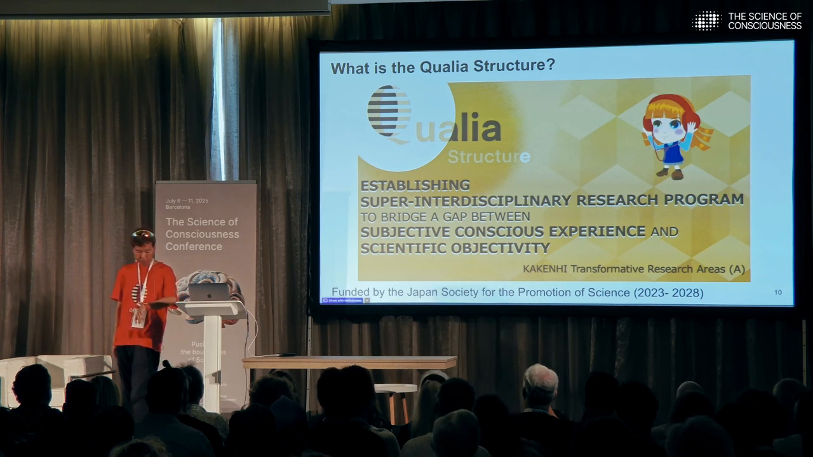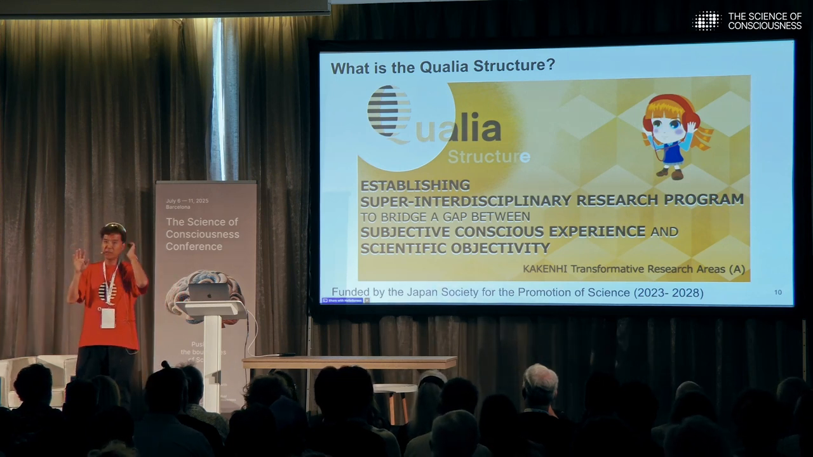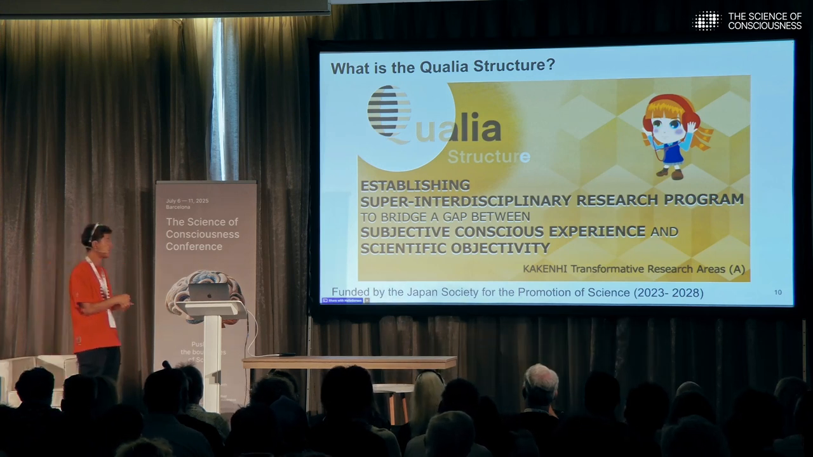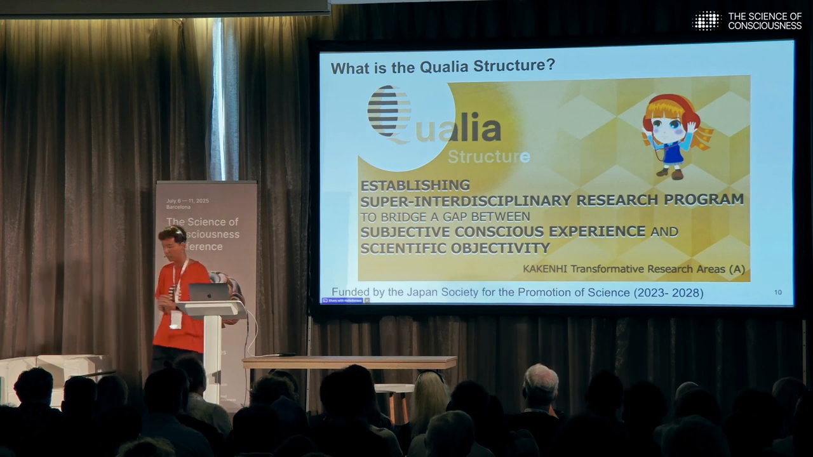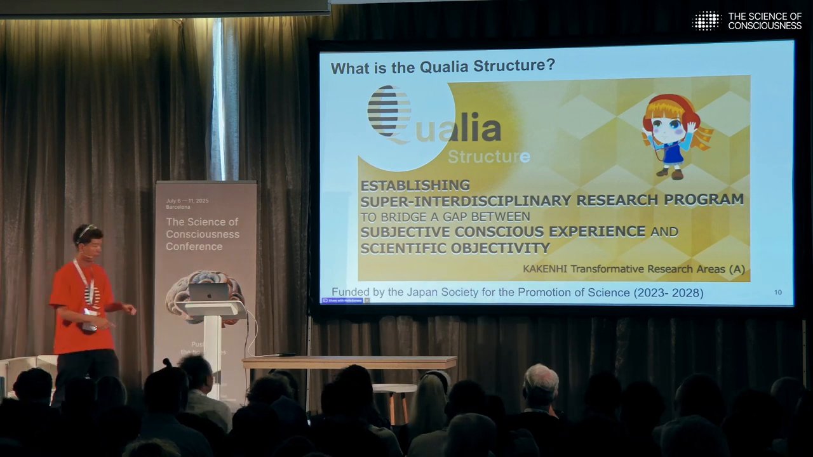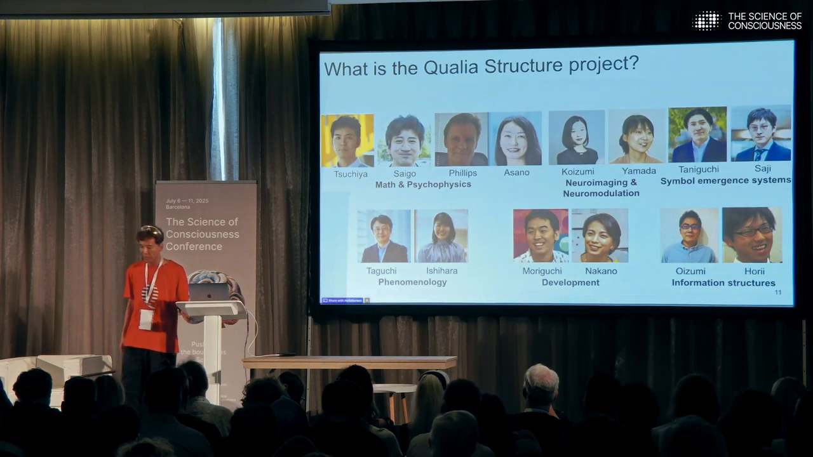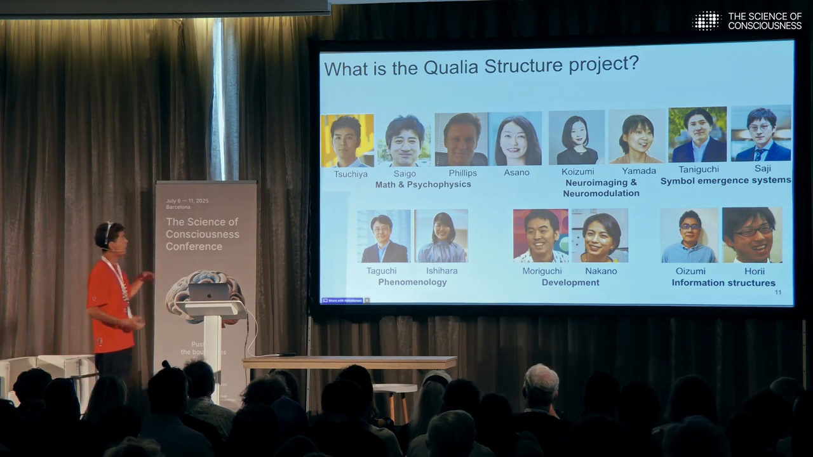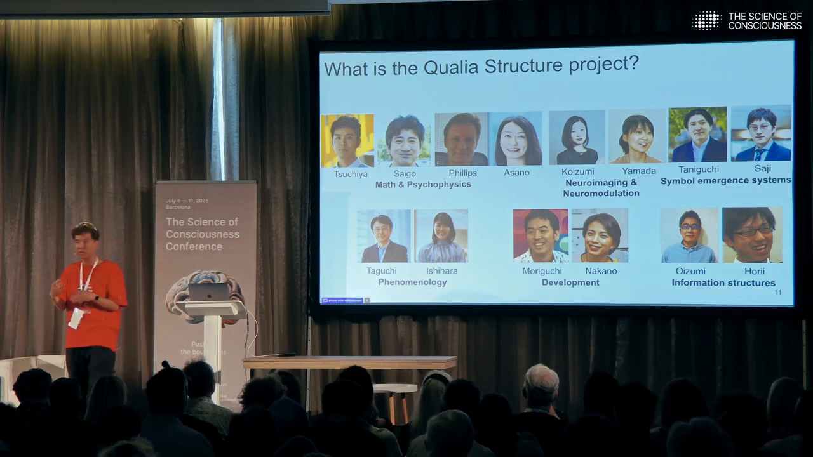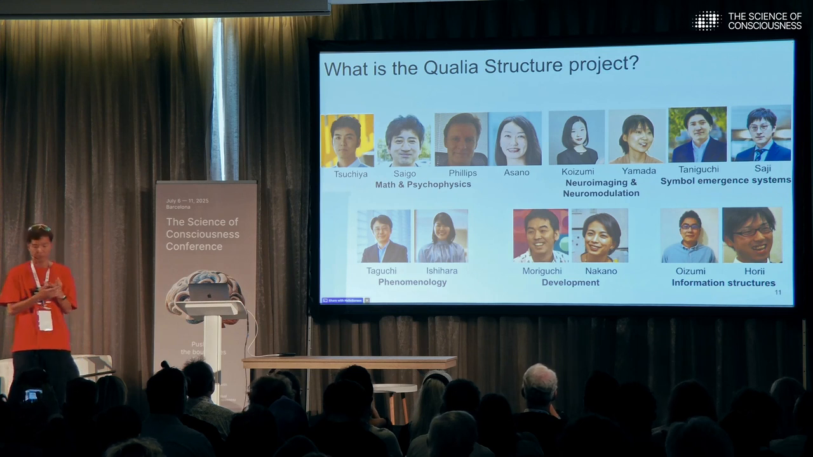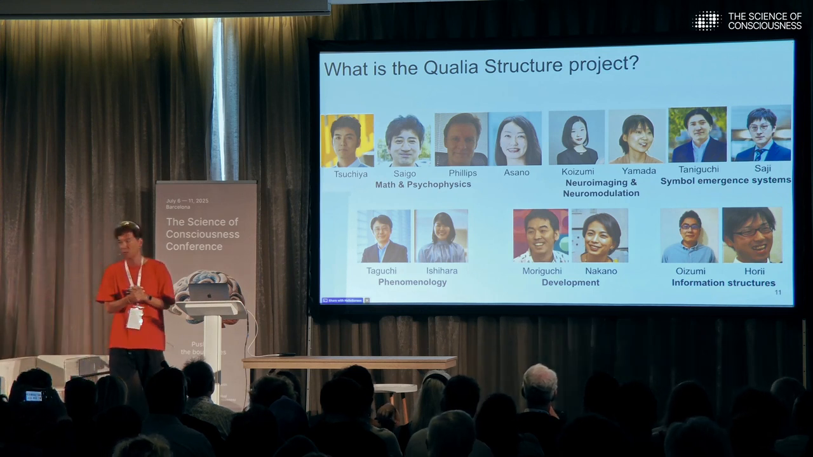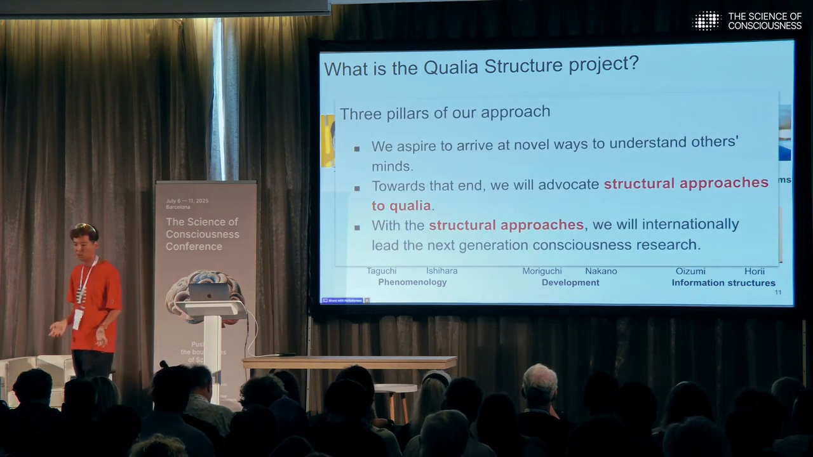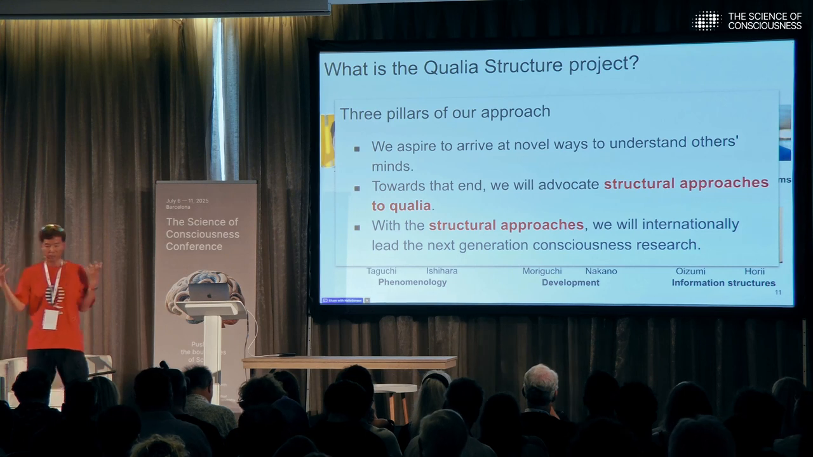All right. The qualia structure is our interdisciplinary scientific project supported by the Japanese government, and it runs from 2023 to 2028. You can look at the website. What we are composed of is mathematicians and physicists, and also neuroimaging and linguistics, and also philosophy, especially phenomenology and cognitive development, and also information theorists and so on. So it's a very interdisciplinary project, and we try to understand qualia through and also others' minds.